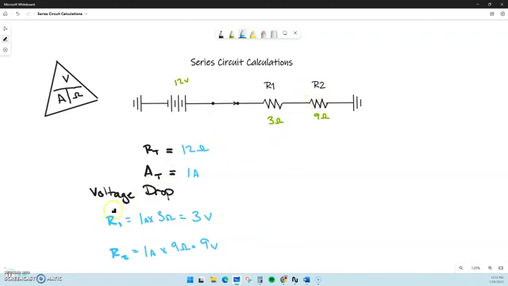And that is how we get the answers in calculations for the series circuit.